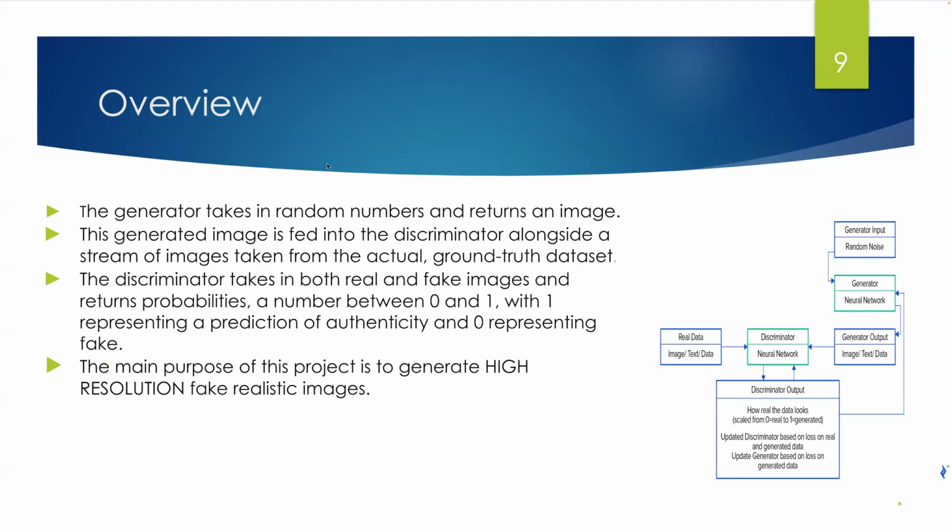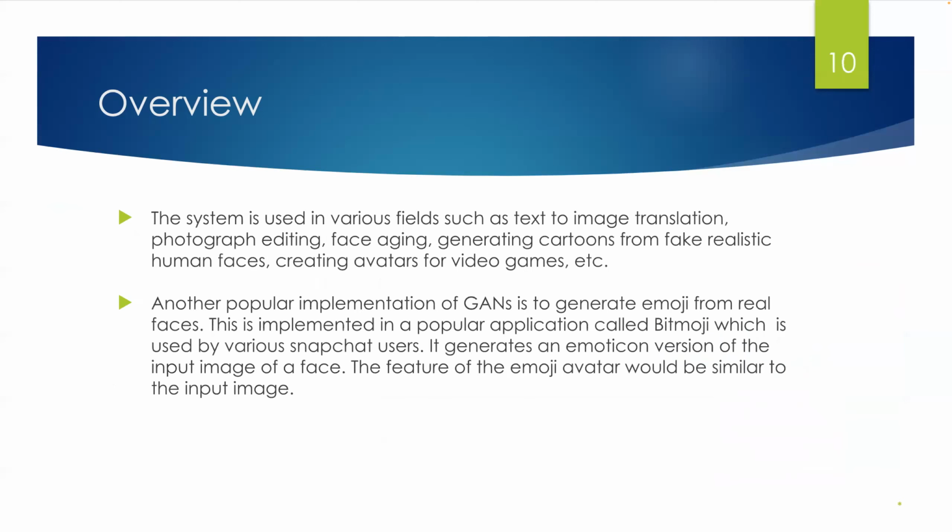So here is the proposed system. Here you can see in the diagram an overview of our project, where the generator takes in random numbers and returns an image. Then this image is fed into the discriminator alongside a stream of images taken from the actual data set. So now the discriminator takes in both the real and fake images and returns a probability, which is a number between 0 and 1, with 1 representing a prediction of authenticity and 0 representing fake. The main purpose of this project is to generate high resolution, fake realistic images.